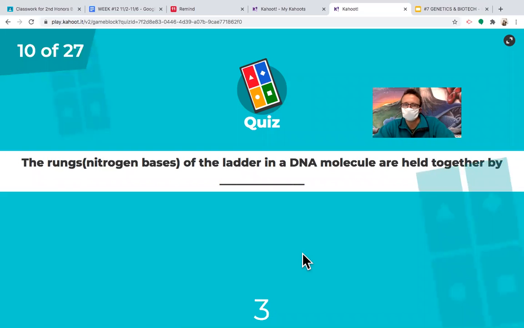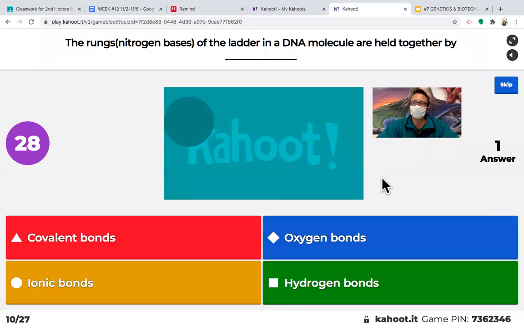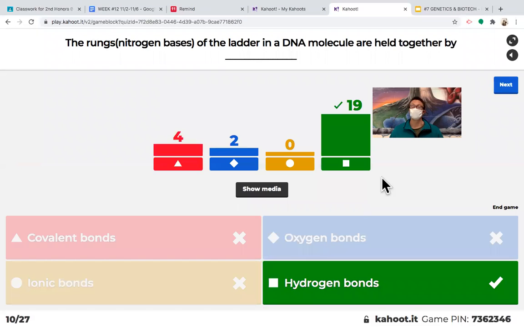The rungs or nitrogen bases of the ladder in DNA are held together by what kind of chemical bonds? What holds the nitrogen bases together? What holds the complementary bases? What holds adenine to thymine and guanine to cytosine? These particular bonds are not very strong, which is important for the way in which DNA is both replicated and transcribed. We need to be able to pop it open relatively easily and put it back together. And so those would be the hydrogen bonds.